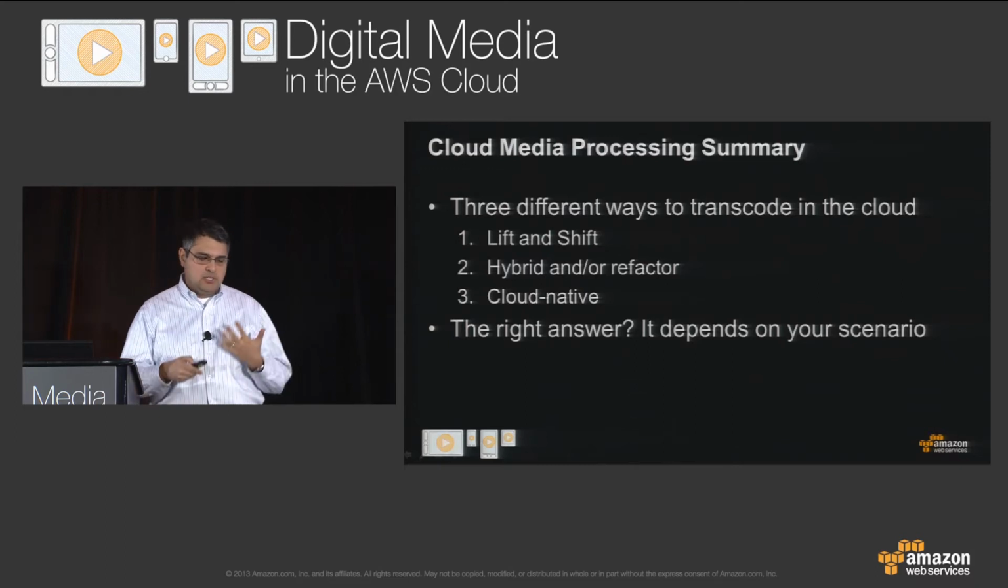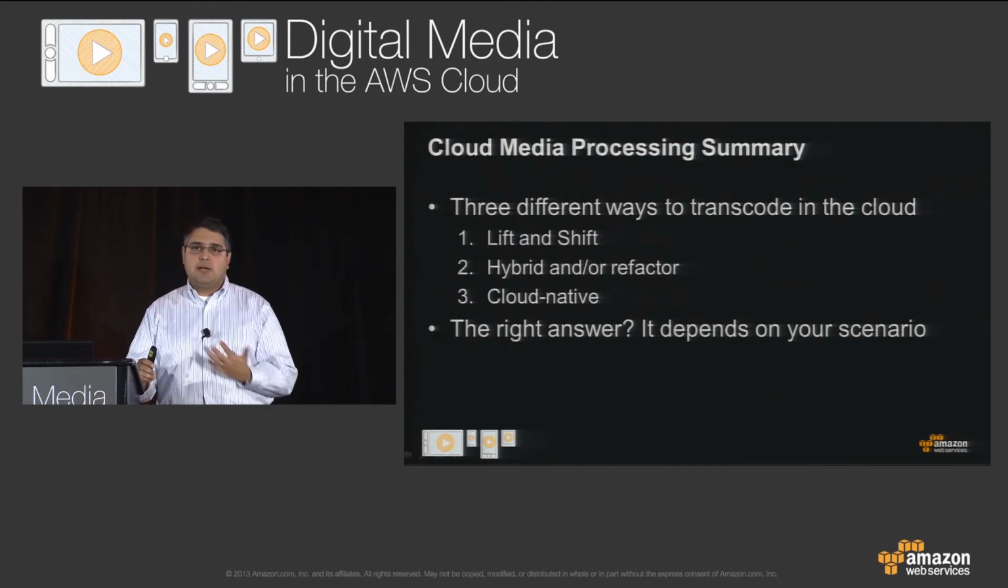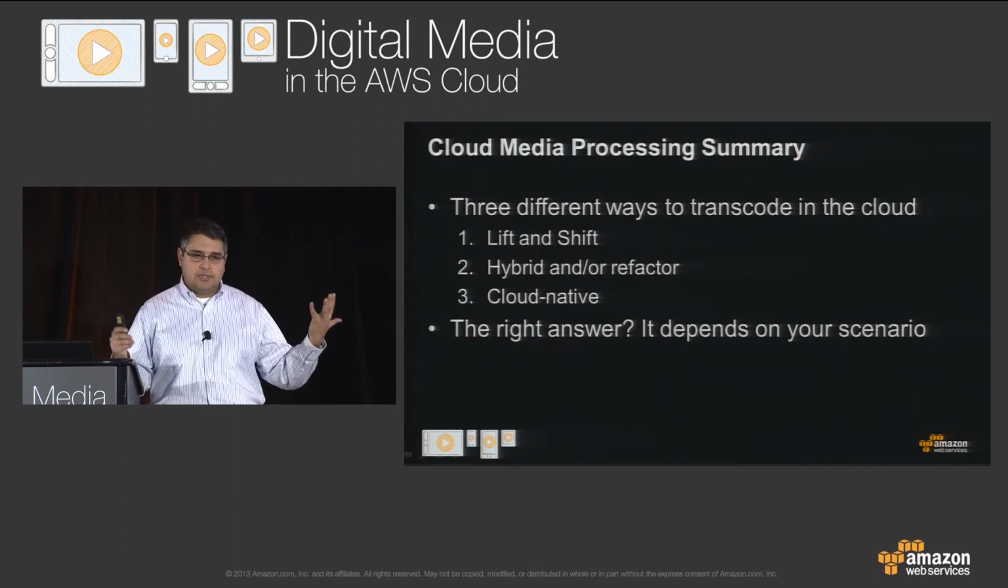So in terms of the summary for the media processing part and transcoding in particular, there are 3 different ways: lift and shift, hybrid, or refactor, cloud native. And really the right answer depends on your scenario. It depends on what you are trying to do. For some people, going cloud native is absolutely the right thing to do. For others, lift and shift is the right approach, and for others still, some kind of hybrid is the best approach.